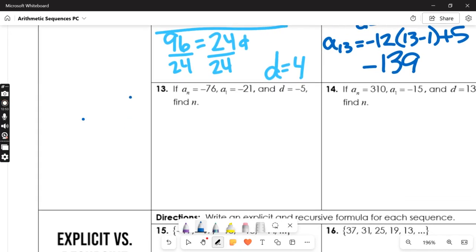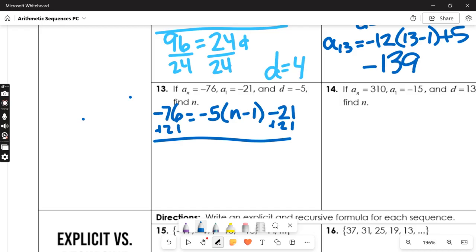AN is equal to negative 76, A1 is negative 21, and D is negative 5. Find N. So this will be negative 76 is equal to negative 5 times N minus 1 minus 21. I'm going to add that 21 first. So when I do, I get negative 55 is equal to negative 5 times N minus 1.